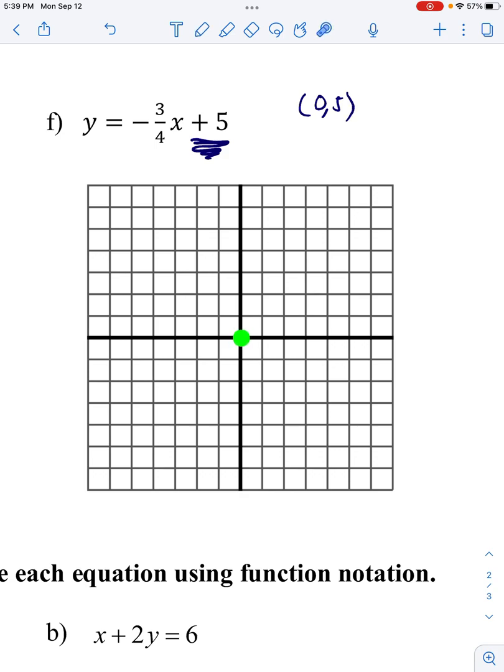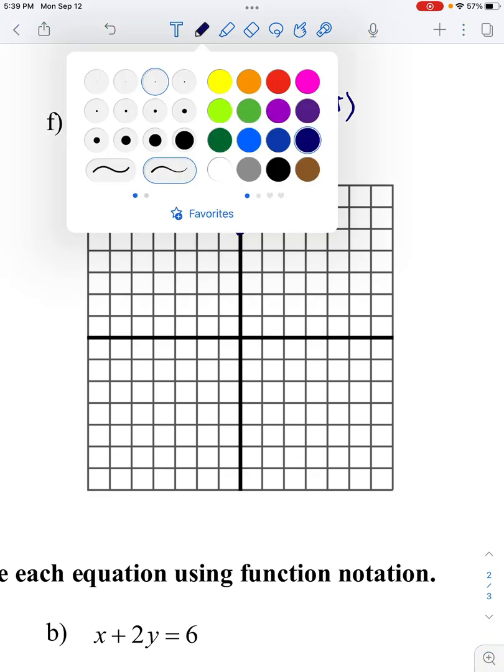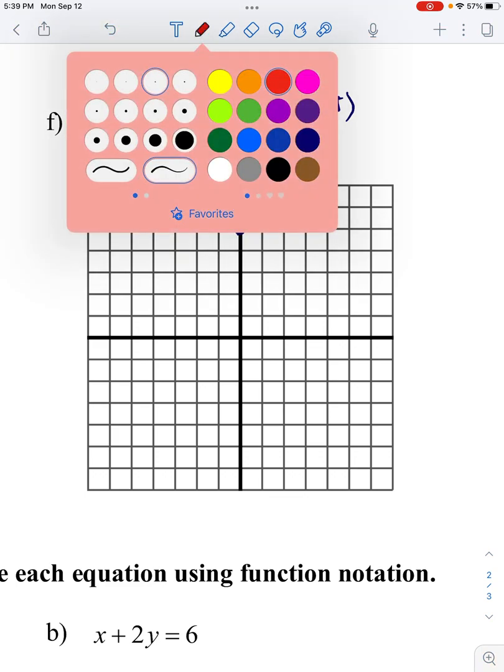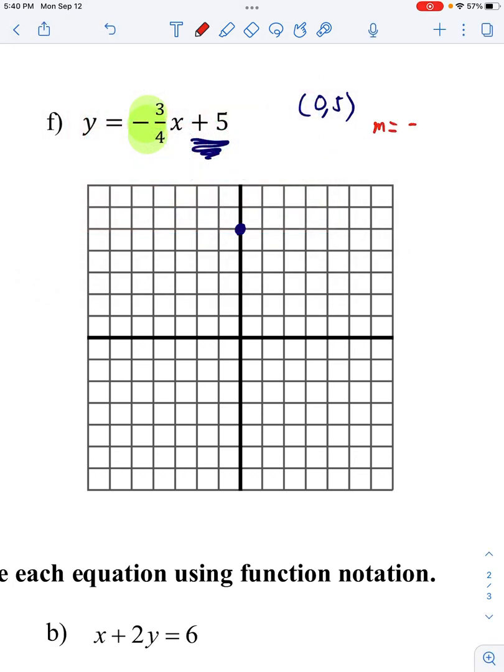So I'm going to start at the origin and go up 5. 1, 2, 3, 4, 5. I'm going to plot this point right here. All right. Now my slope. What's my slope here? -3/4 is my slope, so I have m equals -3/4. Remember, this is still rise, our change in y, over run, change in x, okay? So every time my x increases by 4, my y decreases by 3. It's a negative. So x increases by 4, y decreases by 3.